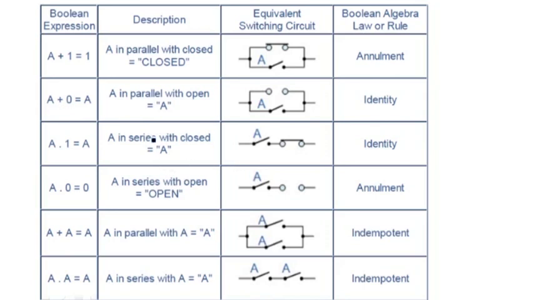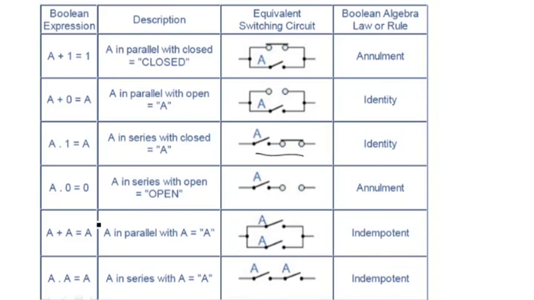Then we have placed those two switches, here in parallel and here in series. So this is the identity element regarding multiplication or intersection, dealing with two switches in series. Then again we have the annulment. We have two switches in series, and one is open all the time, so A dot 0 is equal to 0.